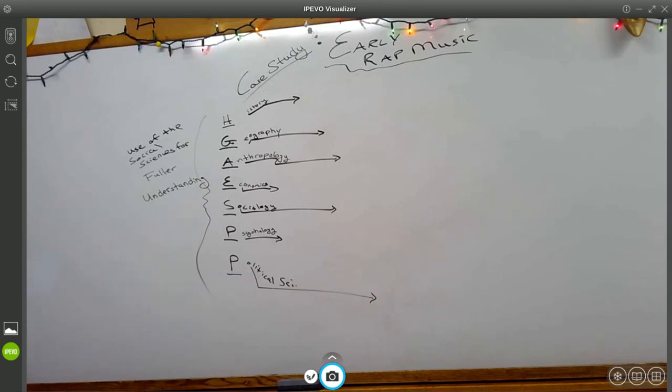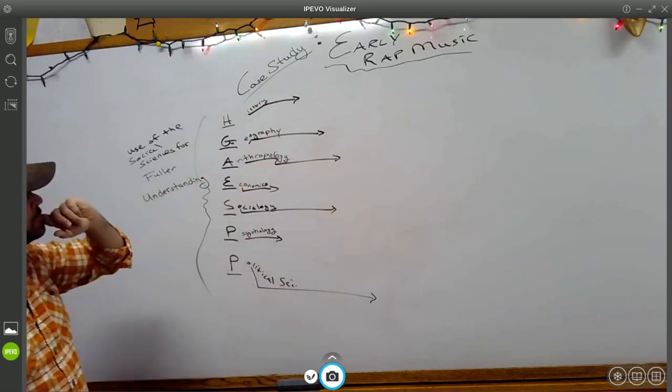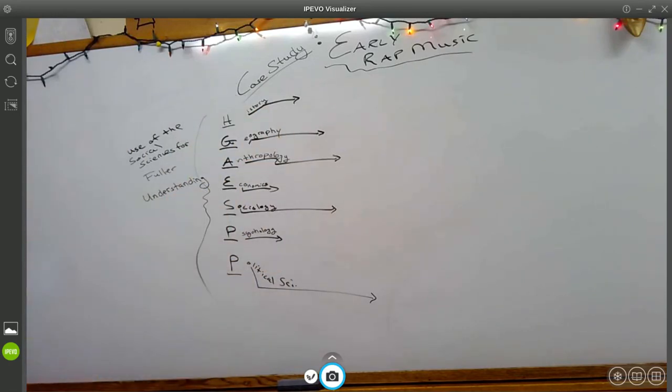We have covered the subcomponents of the social sciences. And today, just a quick little case study on how we're going to wrap all these subcomponents together. This is the Rapper's Delight by the Sugar Hill Gang. In fact, we're probably going to have to talk about where Sugar Hill is, right? That'll be part of our geography piece.